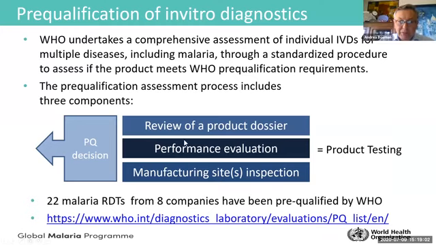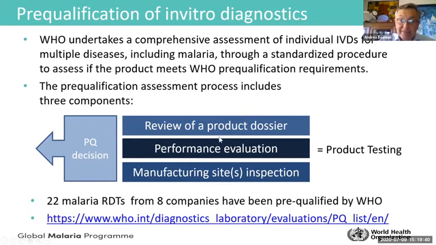Now, this performance evaluation, which we call product testing, is one of the three components of the WHO pre-qualification. WHO pre-qualification is now the main basis to select good performing RDTs. And this is often used by the Global Fund to make decisions, but also by UNICEF, WHO, and other funding agencies. So the pre-qualification looks at a product dossier.